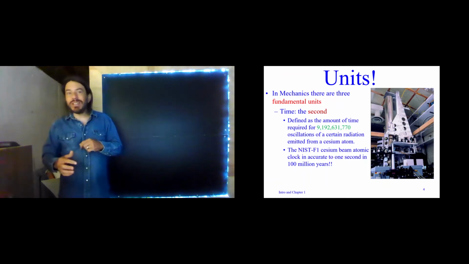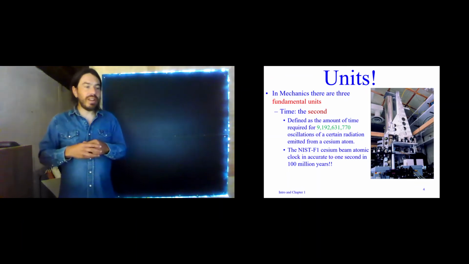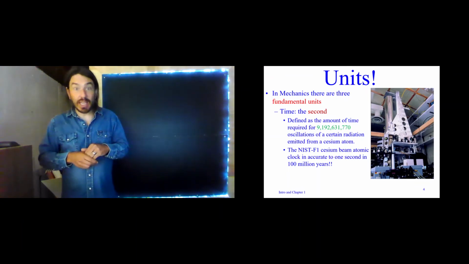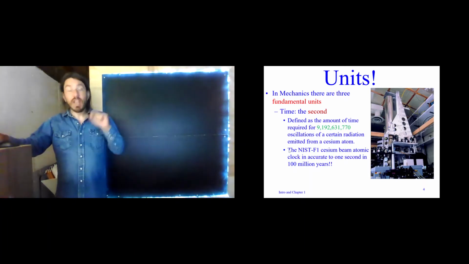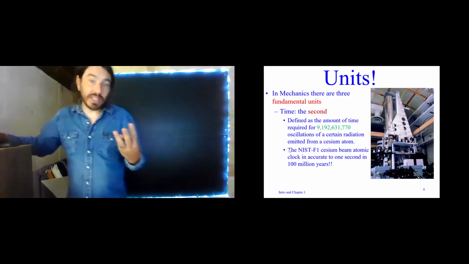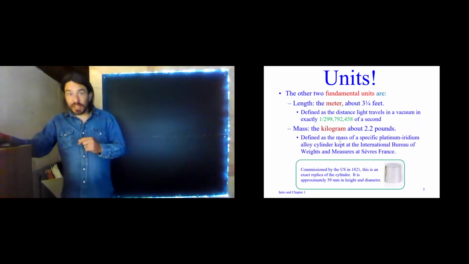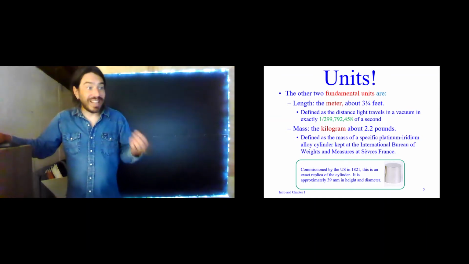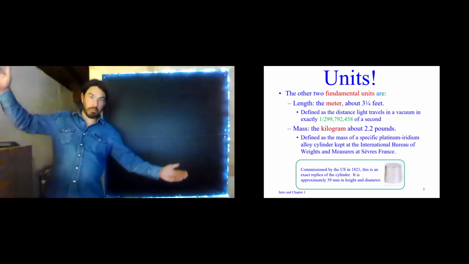But anybody in industry or government or the military, anybody that needs accurate time can tune into this radio station and get what they need. So, there we go. That's the second. That's the first of our 3 fundamental units used in mechanics. The second fundamental unit used in mechanics is the meter, and that's how we measure length. And so the meter is about 3¼ feet. I don't know, it's something like that.